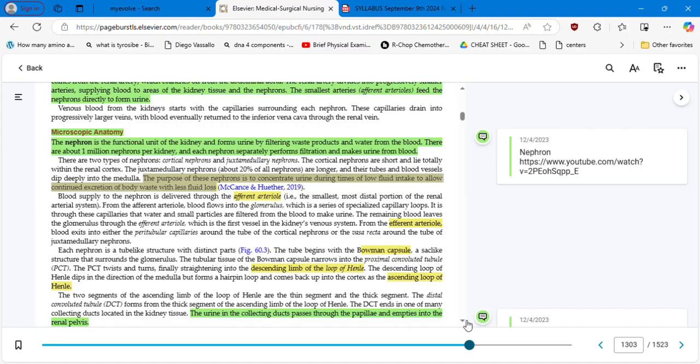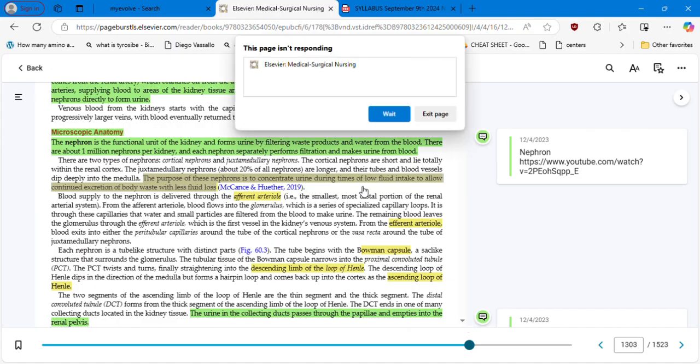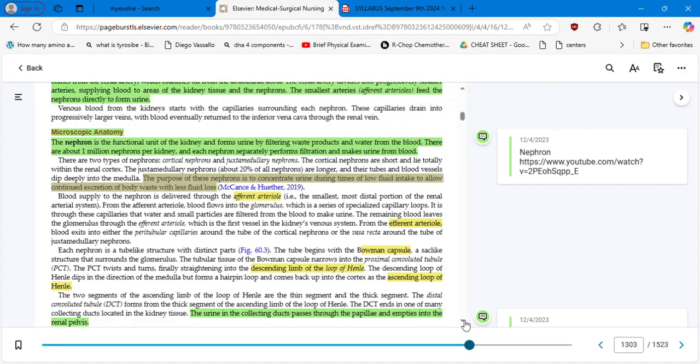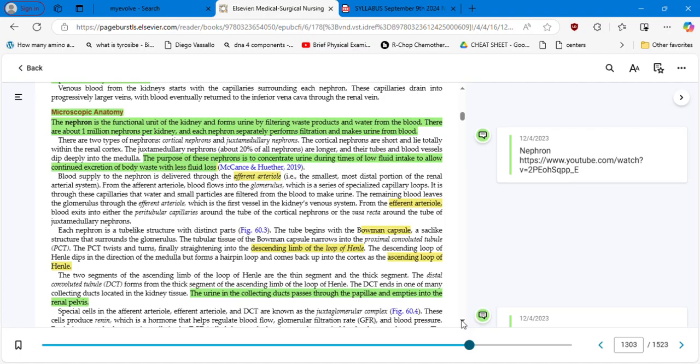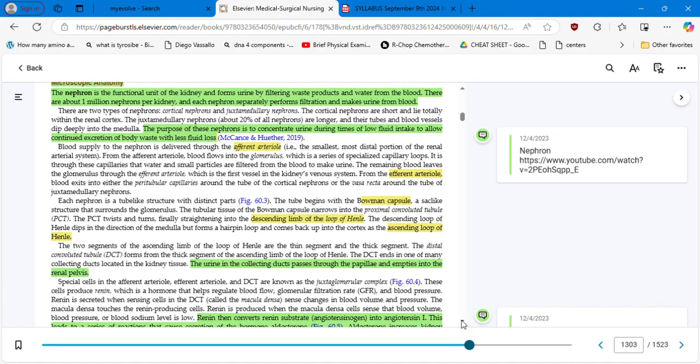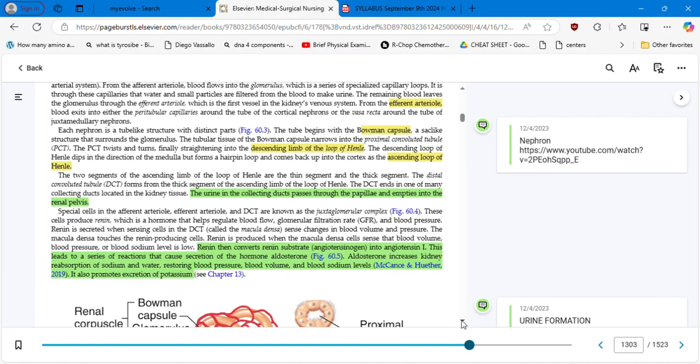It's a sac-like structure that surrounds the glomerulus. Okay, the urine in the collecting ducts passes through the papillae and empties into the renal pelvis. So it's important to remember the renal concepts again: the nephrons, the glomerular filtration rate, concepts like the glomerulus, right? Those are the most important.